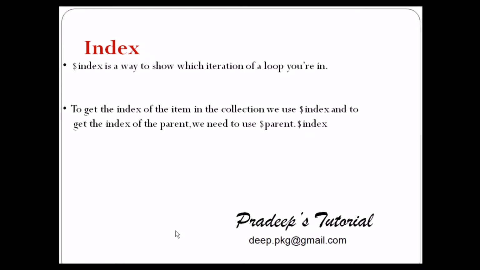Show which iteration of a loop you are in. To get the index of the item in the collection, we use $index, and to get the index of the parent, we need to use $parent.$index. It's very simple. Let's have an example and see how it works.